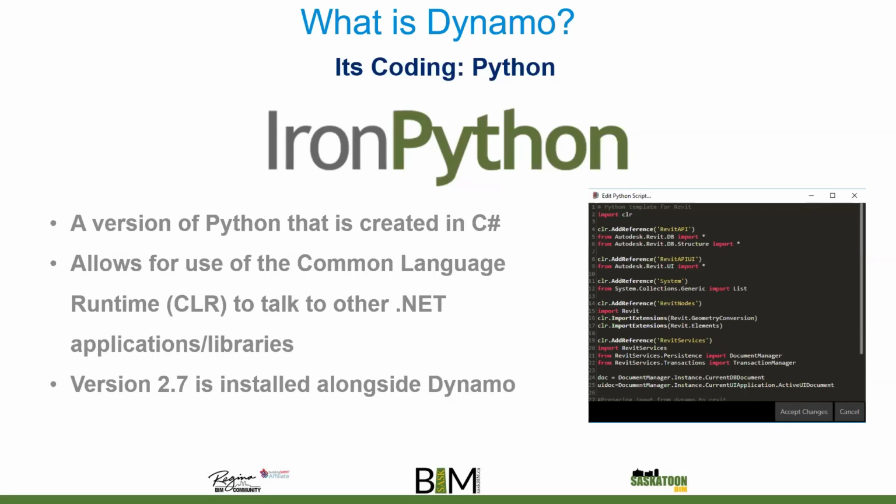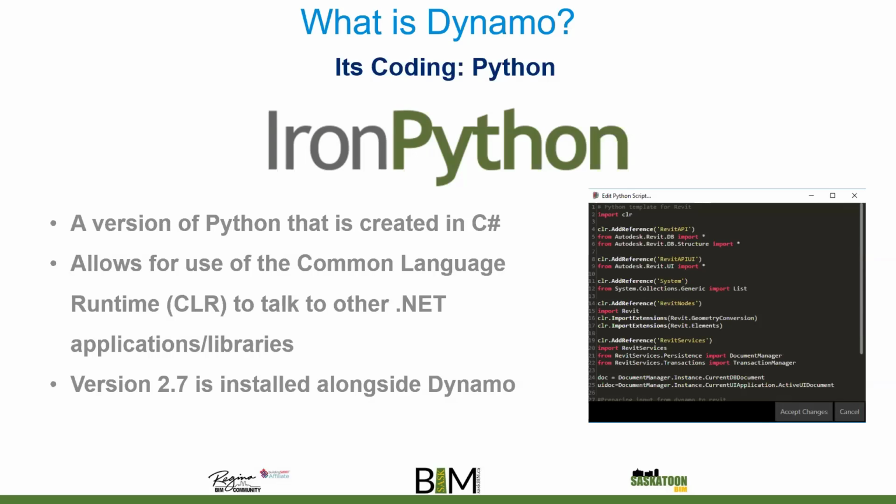Now, directly inside of it, it uses something called IronPython. IronPython is essentially something that's written on top of C#, which is what Revit and Dynamo is built upon. So it allows us to code directly inside of it.